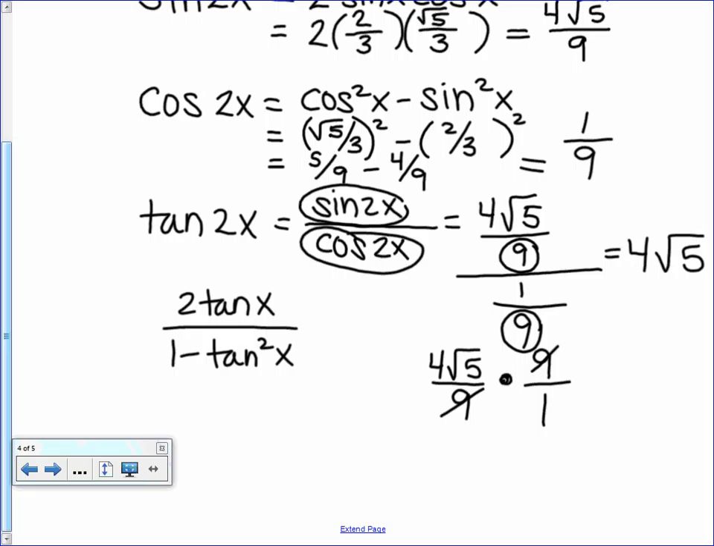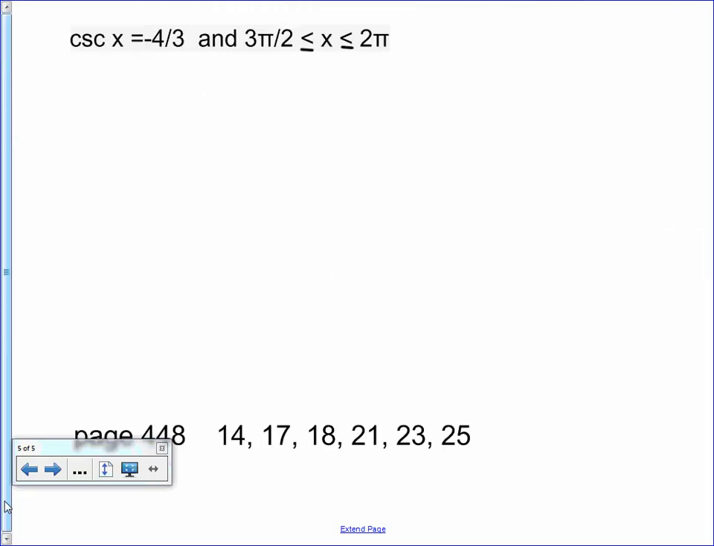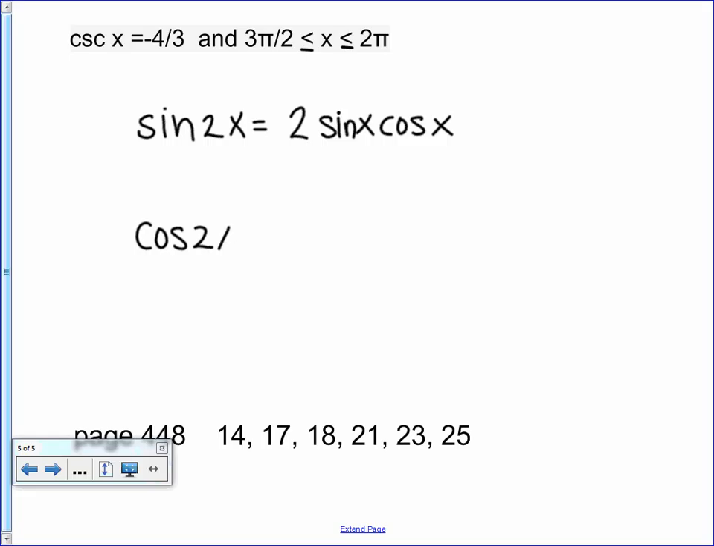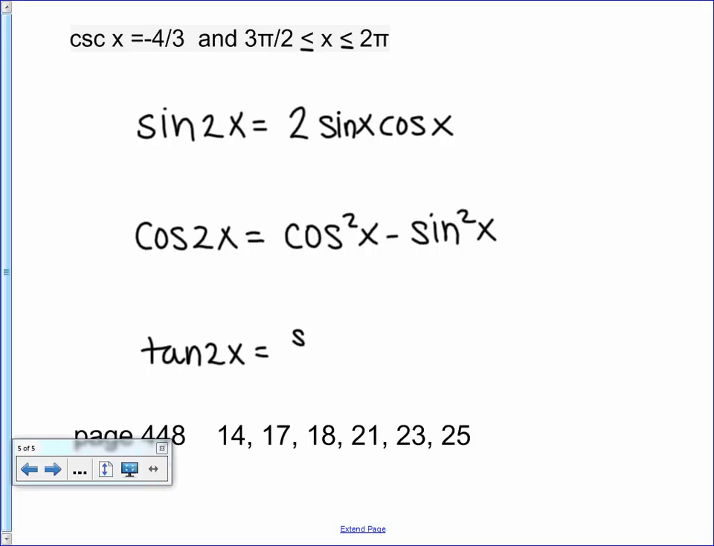So, okay, one more, and we are done with notes. I'm just going to do one more. Maybe you don't need one more. Maybe you caught on to it. But we're going to find the sine of 2x. And I like writing the formulas down. We're going to find the cosine of 2x. Should we use a different one, or do you want to keep working with the same one? Same one. We'll do the same one. Cosine squared x minus sine squared x. And tangent 2x. Sine over cosine.